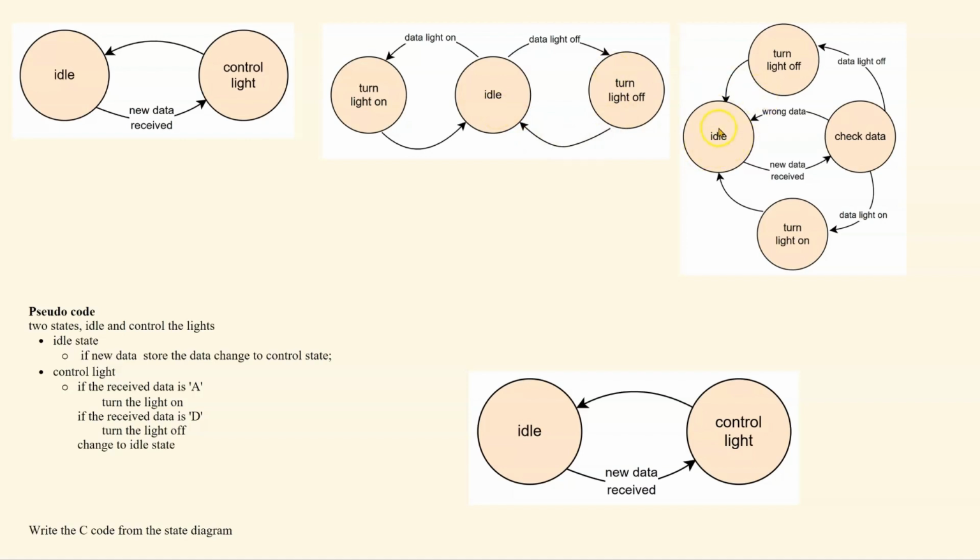Or we can have 4 states. In the idle state, if we receive the new data, we go into the state check data. If the data was light on, then we turn the light on, go back to idle. If the data was light off, we go to the turn off light state, back to idle. And finally, when we check the data, if the data was incorrect, we go back to the idle state.